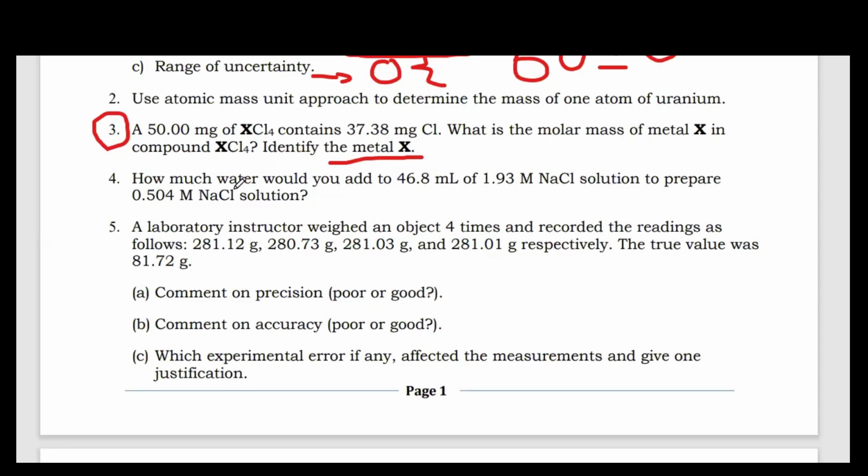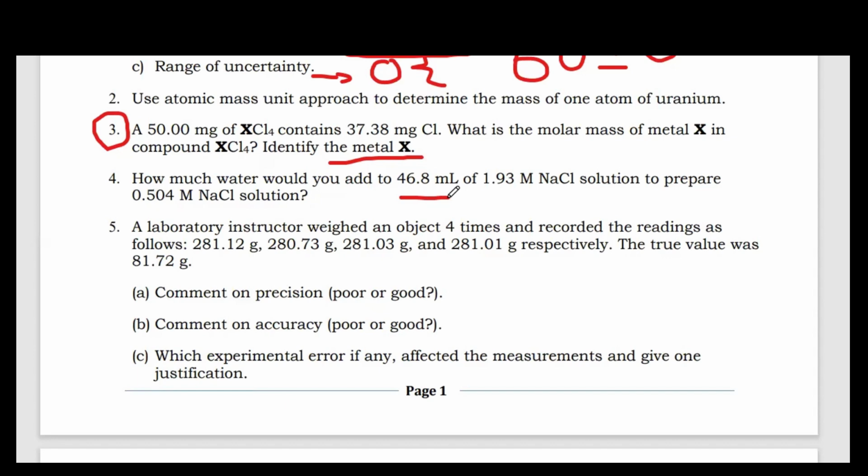Okay, I'll move to question 4 now. So let's read question 4. Question 4 here, they're saying, how much water would you add to 46.8 milliliters of a 1.93 molar sodium chloride solution to prepare 0.504 molar of sodium chloride solution?